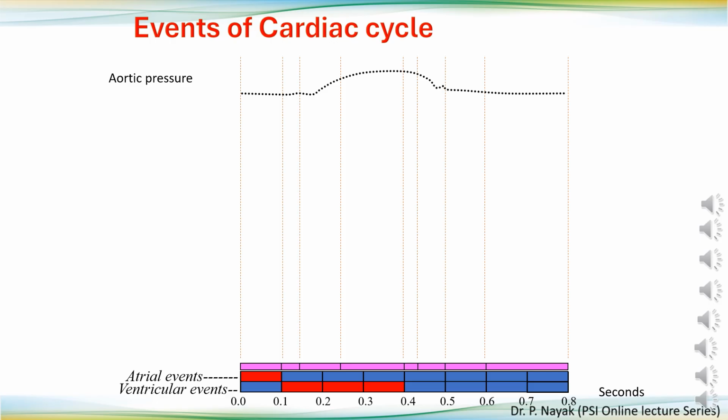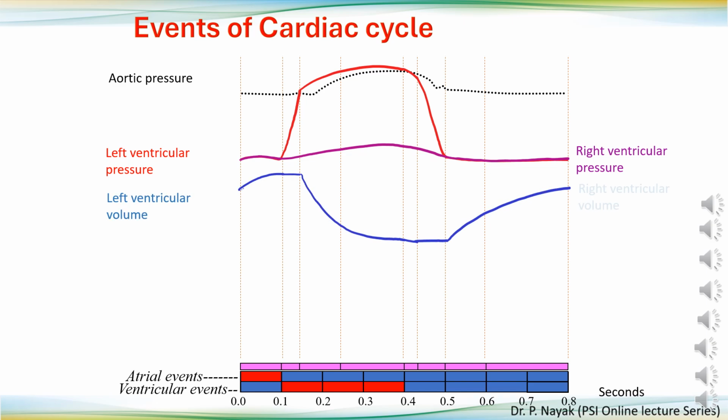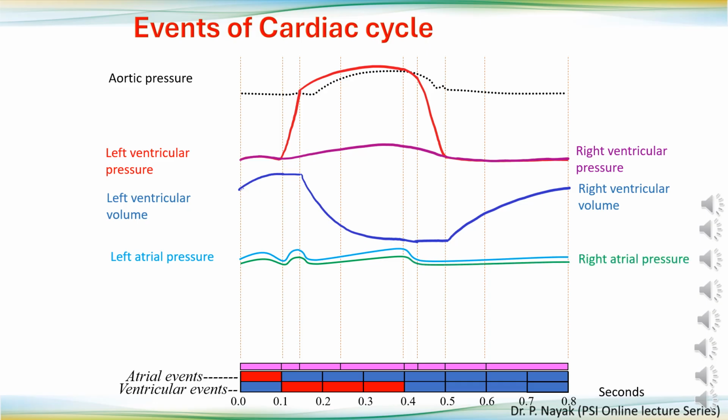Now the ventricular pressure curves. Next follows the ventricular volume curves. Let's plot the atrial pressure curves. For better understanding, we are plotting the recordings of electrocardiogram and phonocardiogram with the same timeline.